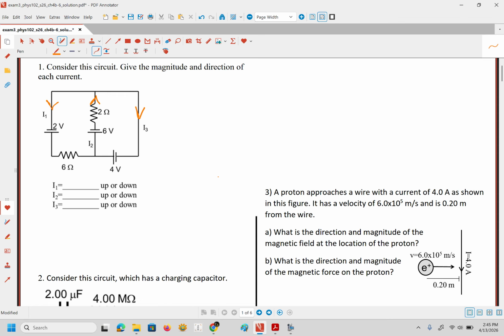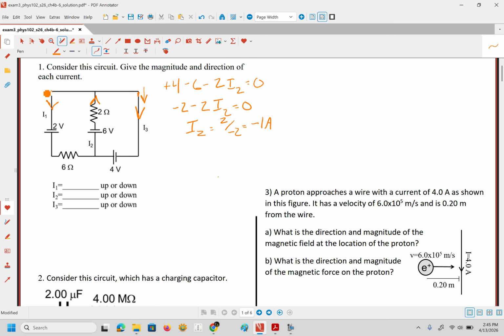Let's start here, and we'll go in that direction. So that's plus 4 minus 6 minus 2i2 equals 0. That's negative 2 minus 2i2 equals 0. So I2 is equal to 2 divided by negative 2, which is negative 1 amp. Right. So that's I2. Now to get I1, I'm going to consider the big loop.